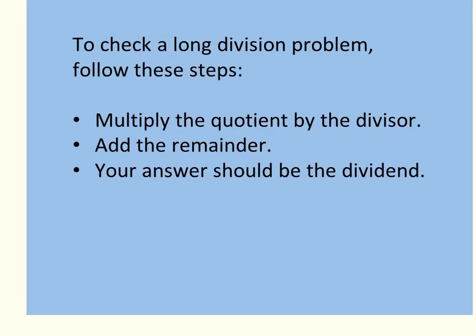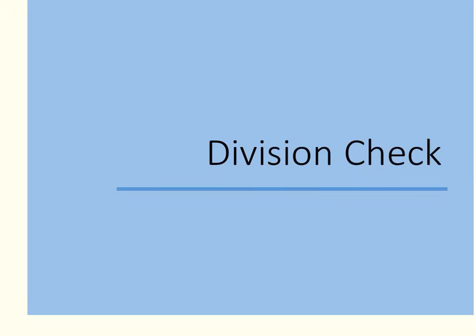So to check a long division problem, you follow these 3 steps. You multiply the quotient by the divisor. If there's a remainder, add that on to your answer. And that answer should be the original number you started with, the original dividend. And that right there is how to check your long division problem through multiplication.